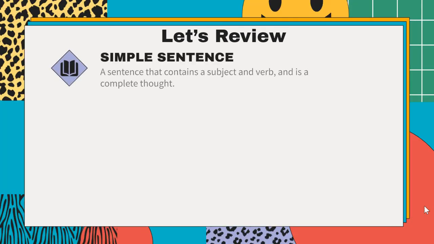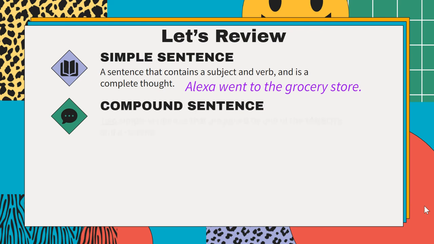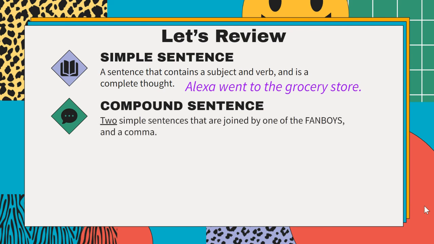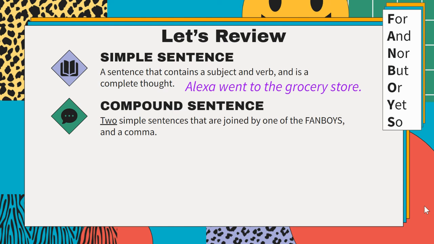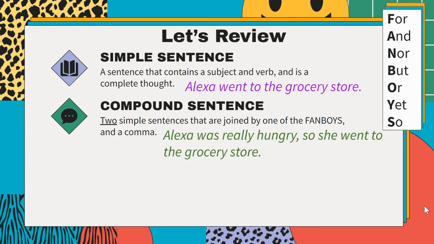Simple sentence. A simple sentence is a sentence that contains a subject and a verb and is a complete thought. So an example would be Alexa went to the grocery store. A compound sentence is two simple sentences that are joined by one of the fanboys and a comma. Once again, my fanboys are for, and, nor, but, or, yet, so. So I could add on to my previous sentence and say, Alexa was really hungry, comma, so she went to the grocery store.